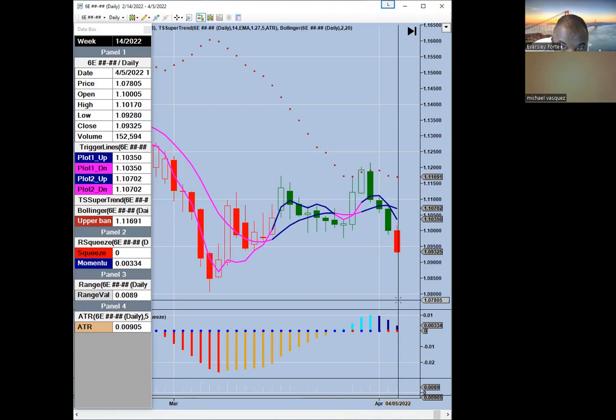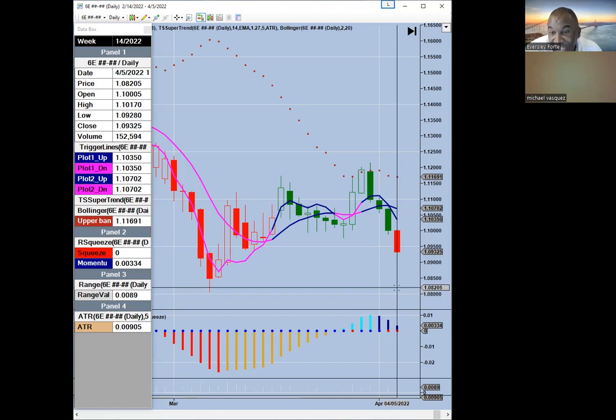Sorry to stop you. What was the entry definition? The entry price is going to be 15 ticks under the low of the signal day. So the low of the signal day was 1.0928. So 15 ticks below that. Thank you. 1.0913. All right. So 1.0913 is the entry price.